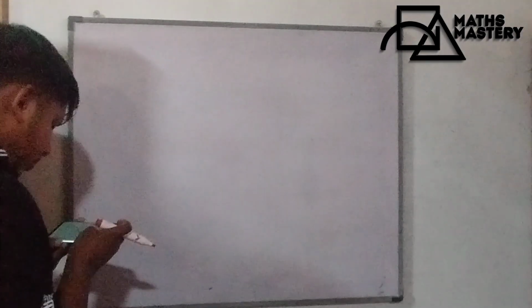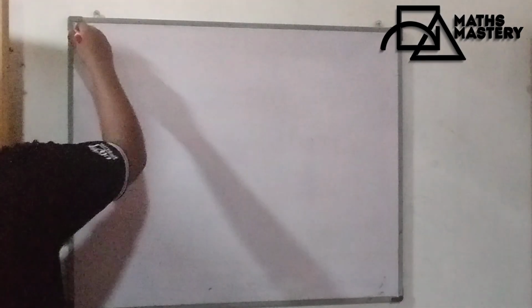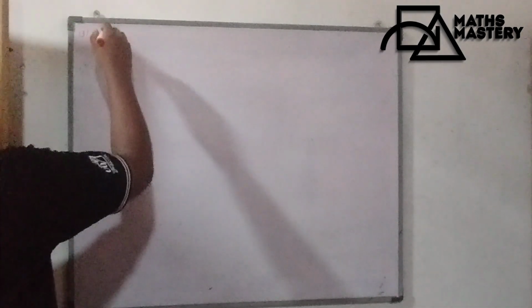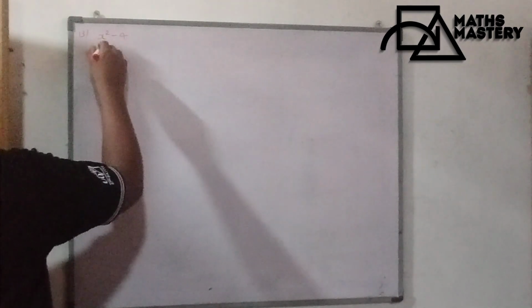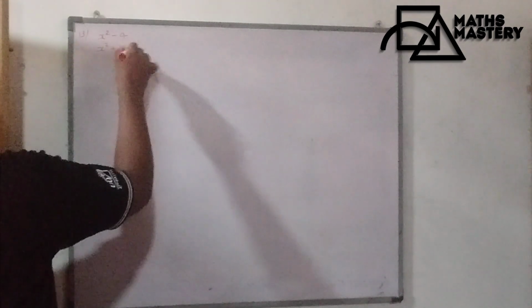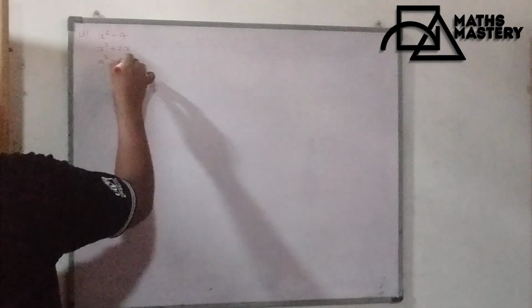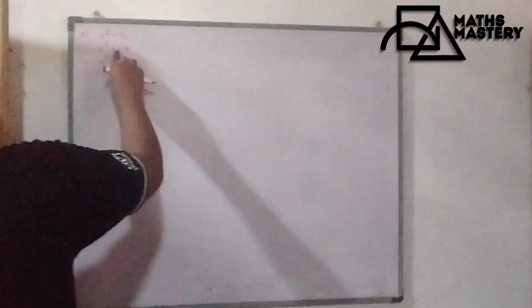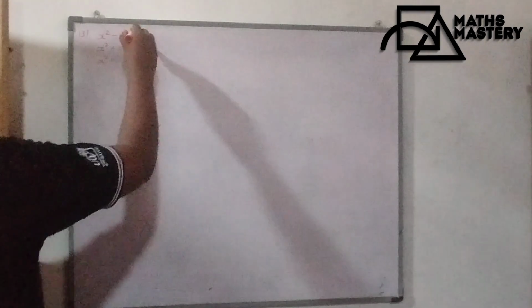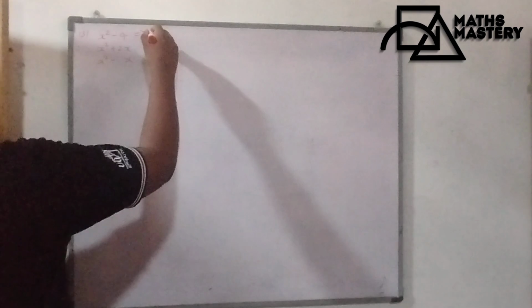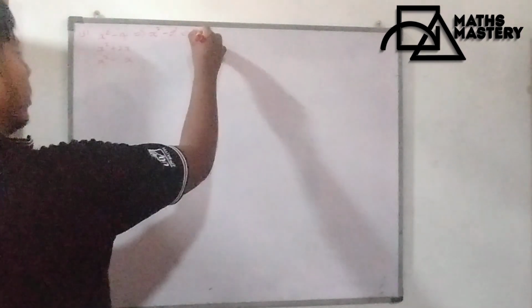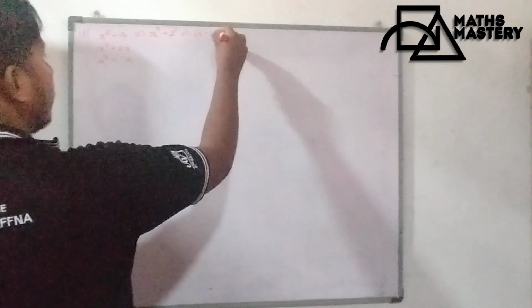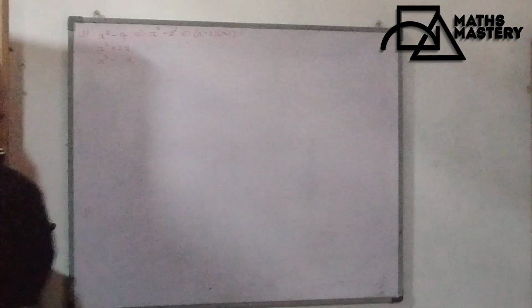Question number 13. Find the LCM of x squared minus 4, and next one, x squared plus 2x, and next one is x squared minus x. Now here you can see x squared minus 4 is a difference of two squares. What you're going to do? x squared minus 2 squared. So this can be written as x minus 2, x plus 2. This is the difference of two squares we have discussed in the theory class.